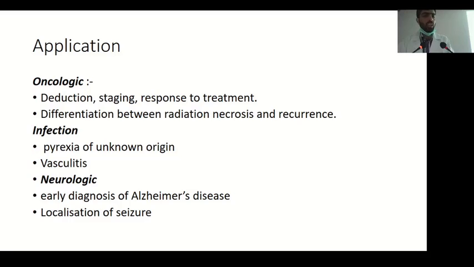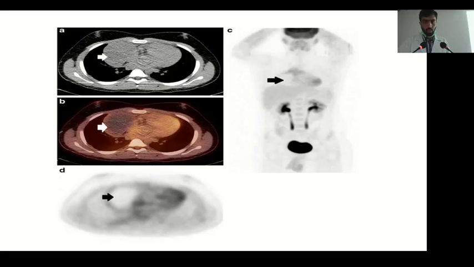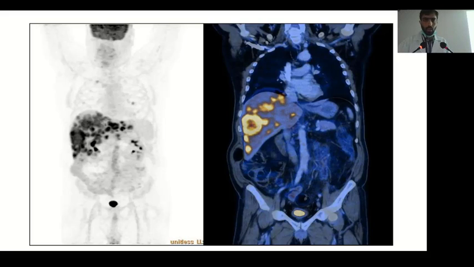Applications: oncological applications include detection, staging, and response to treatment, differentiation between radiation necrosis and recurrence, infection, pyrexia of unknown origin, vasculitis, and neurological applications. In this study, you can see a lesion in the right side of the liver, and in this you can see the multiple mets in the liver.